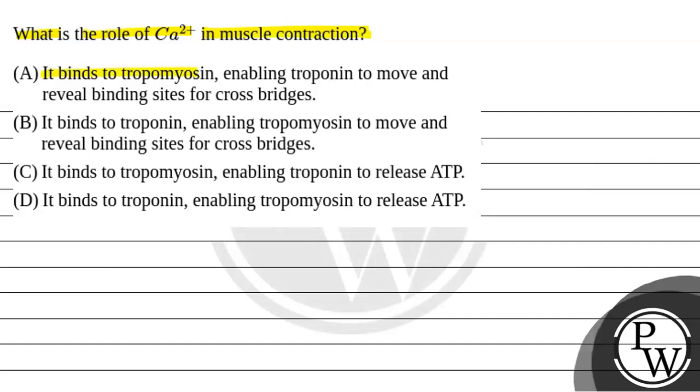पहला ऑप्शन दिया है, it binds to tropomyosin, enabling troponin to move and reveal the binding sites for cross bridges. Second, it binds to troponin, enabling tropomyosin to move and reveal the binding sites for cross bridges. Third, it binds to tropomyosin, enabling troponin to release ATP. And fourth is it binds to troponin, enabling tropomyosin to release ATP.